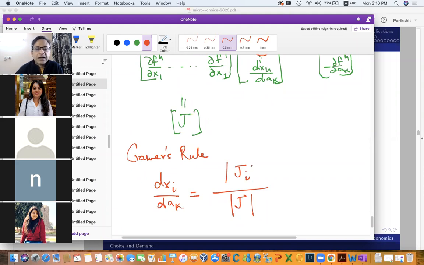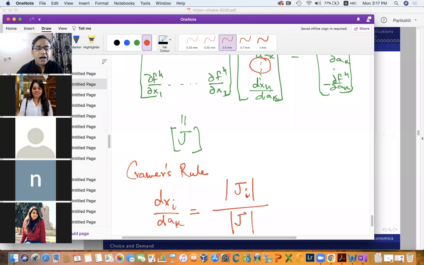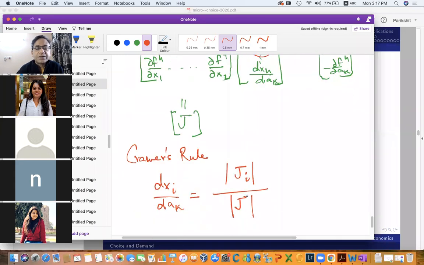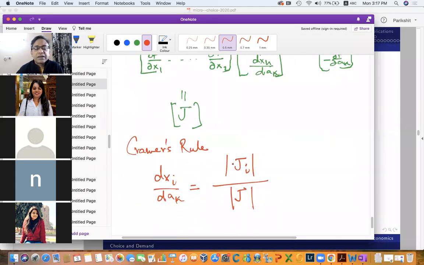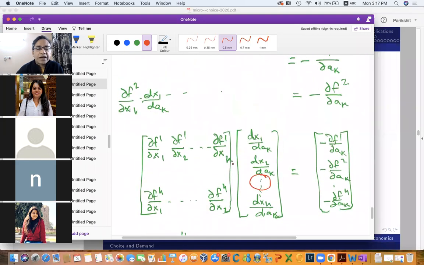let's call it Ji. I think in the notes, I mislabeled it. I put K here. I should have put I. I'll make that correction. So what is this thing? This thing is basically, you look at the ith column of the Jacobian matrix. You replace the ith column by this vector.